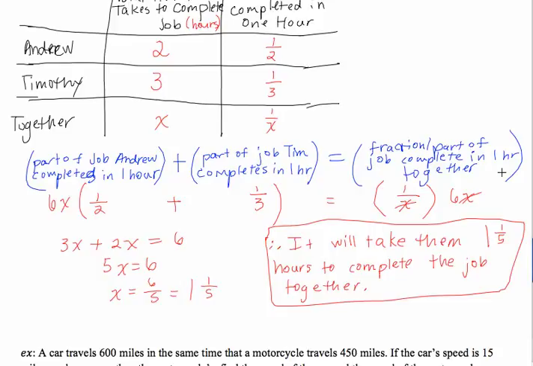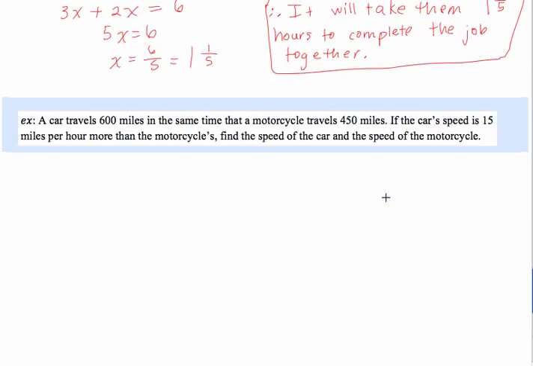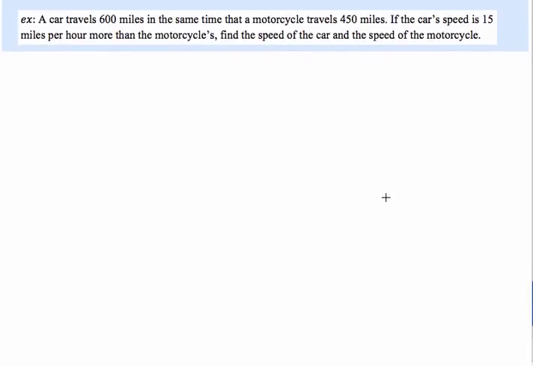Okay, let's do another example. This again is one that you might not get on your own if you'd never seen an example like it, but I'm going to show you an example so that you will then learn how to solve very similar problems. Okay, a car travels 600 miles in the same time that a motorcycle travels for 450 miles. If the car's speed is 15 miles per hour more than the motorcycle's, find the speed of the car and the speed of the motorcycle.